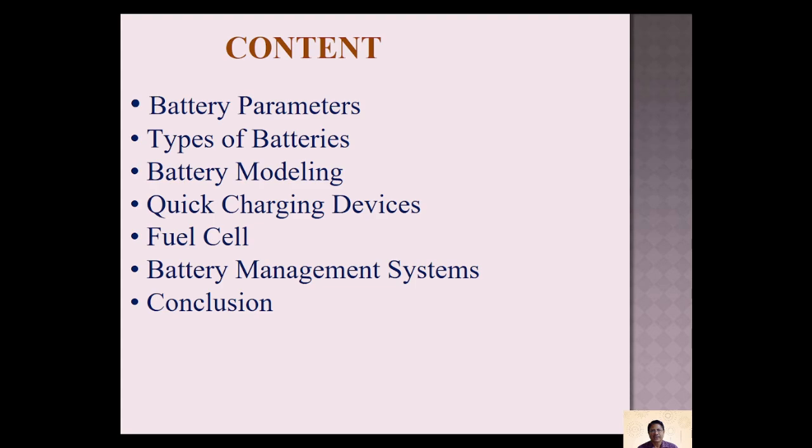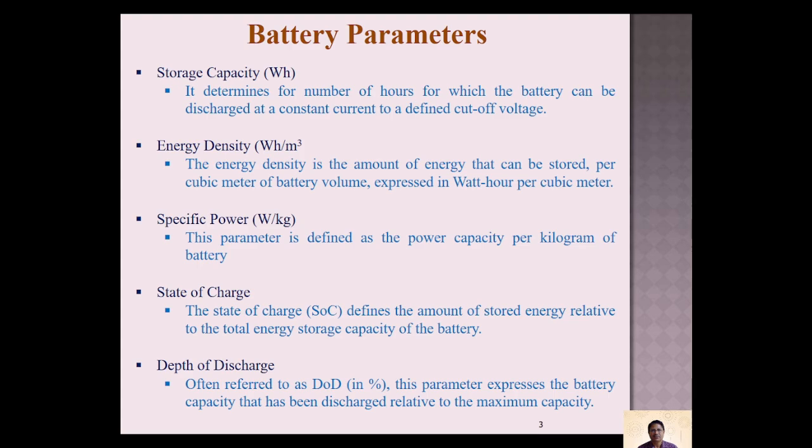So today's content: battery parameters, types of batteries, battery modeling, quick charging devices, fuel cell, battery management systems, conclusions. First we will start with battery parameters. Whenever we talk about battery, that battery is very important to drive electric vehicles as well as hybrid electric vehicles. The parameters must be studied to know the condition of the battery, to assess what type of battery it is, whether it suits our vehicle requirement or not.